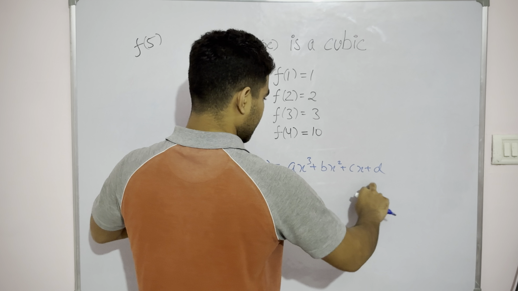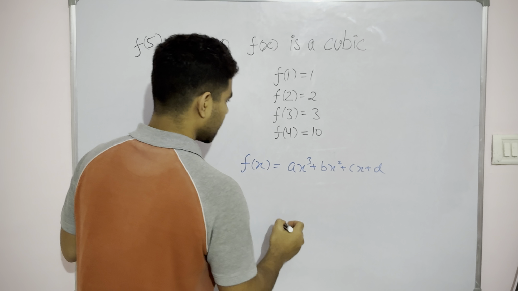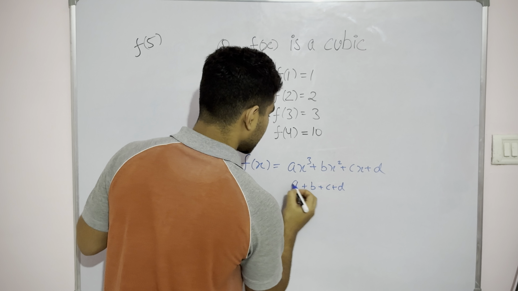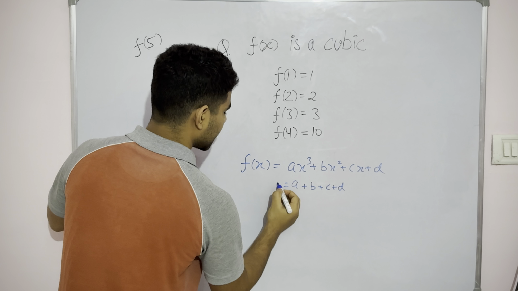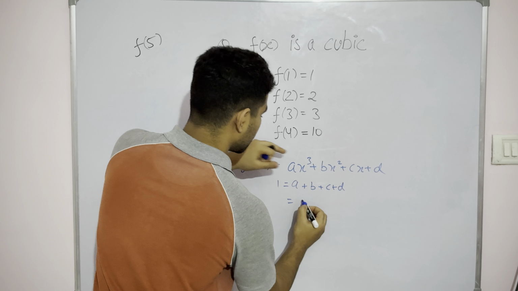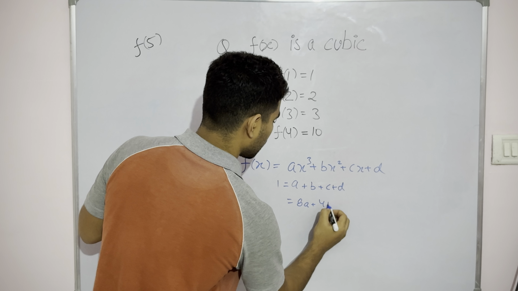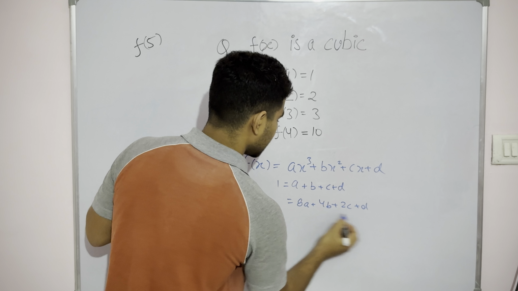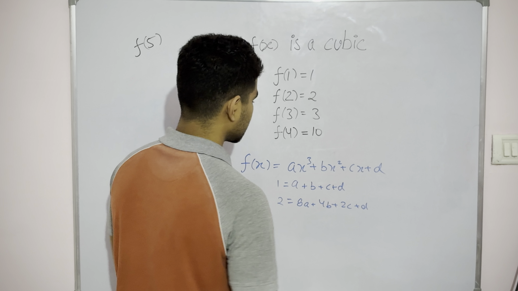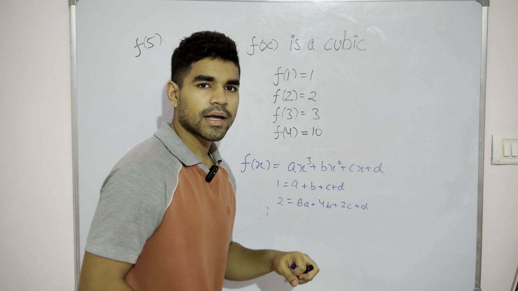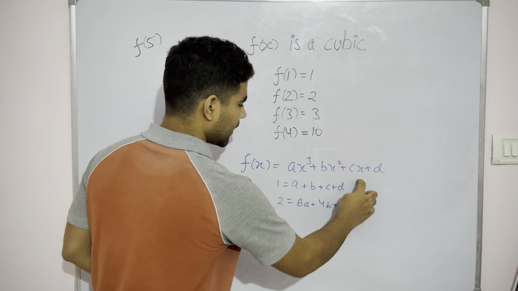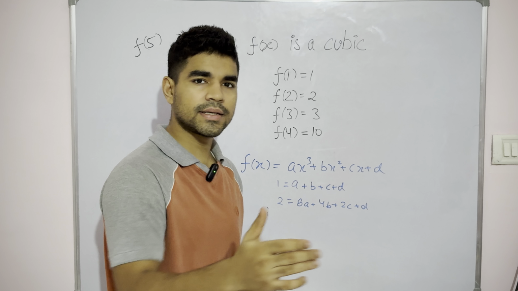If we put x equal to 1 in this equation, you will get a + b + c + d equal to f(1). f(1) is given as 1. Now similarly, if you put x equal to 2, you will get 8a + 4b + 2c + d equal to f(2), which is 2. And similarly, you can create 2 more equations with the help of f(3) and f(4), and eventually you will end up with 4 equations in which there are 4 variables a, b, c, d.